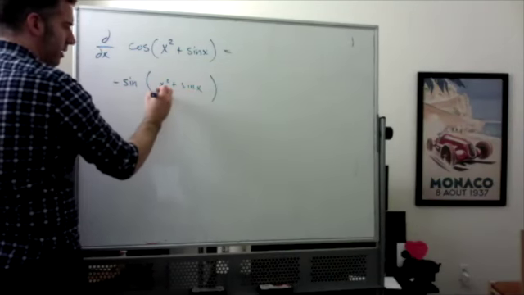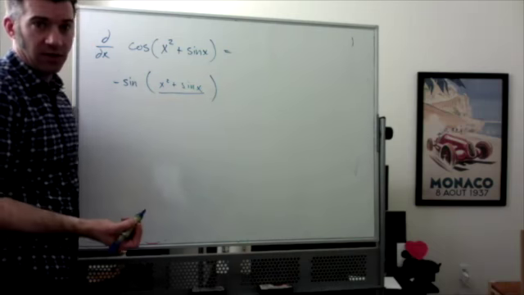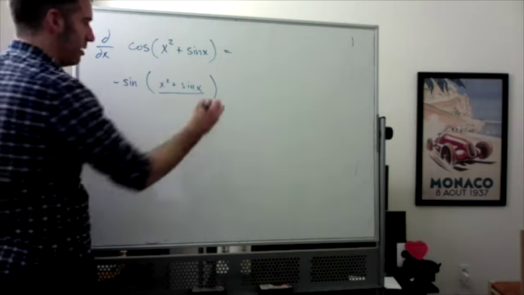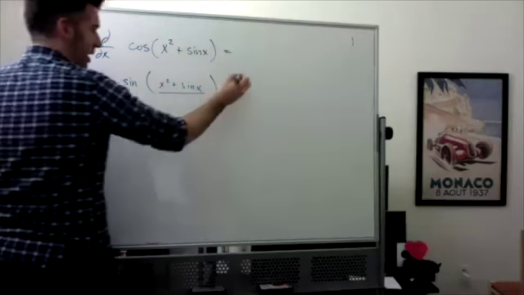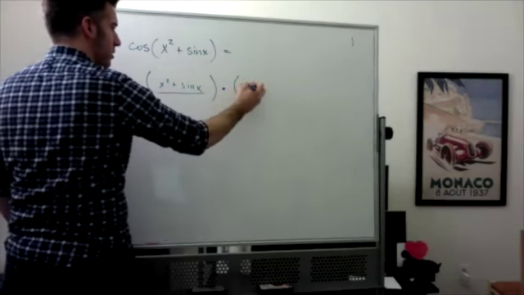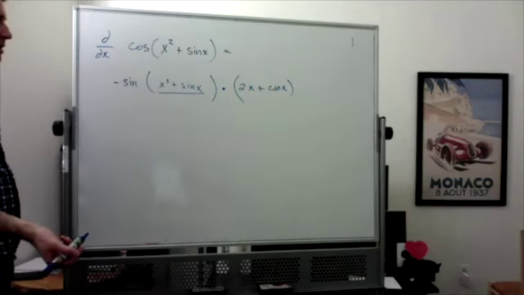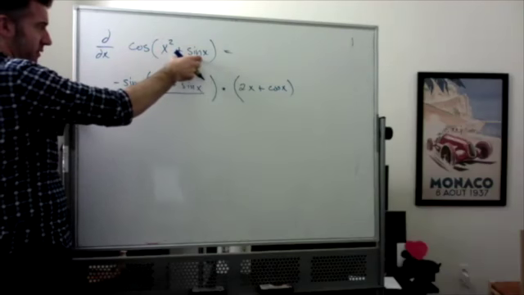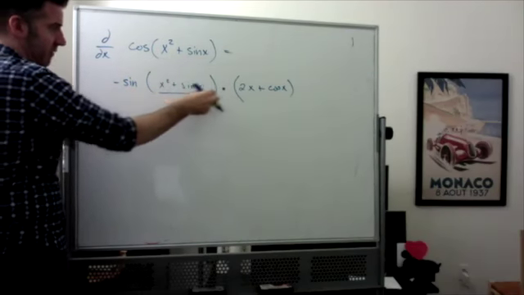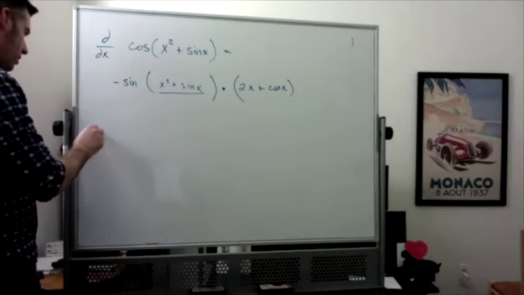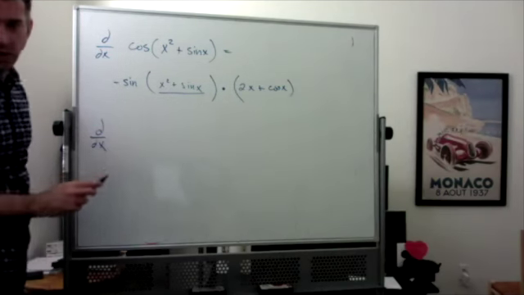Some people like to underline the stuff so they know that's what they're going to take the derivative of and multiply by. So I'm going to multiply by 2x plus cosine x. The derivative of cosine of some stuff is negative sine of the stuff times the derivative of the stuff. That's it.